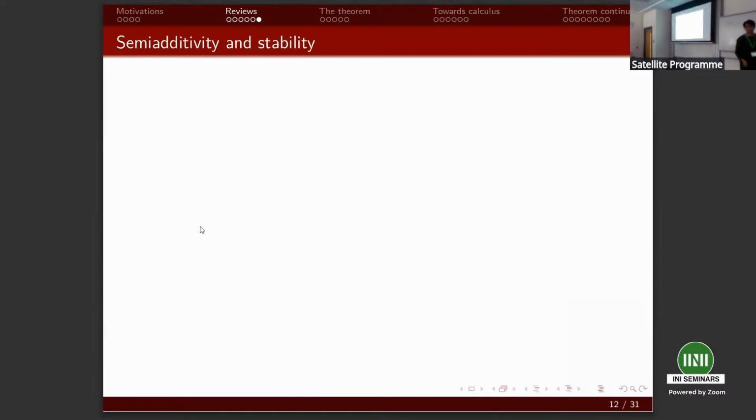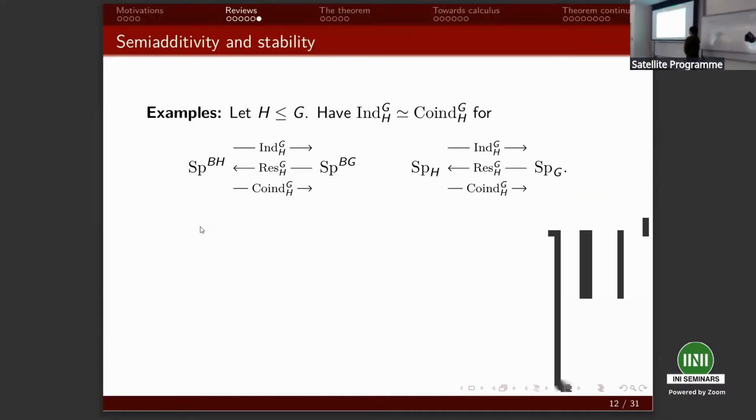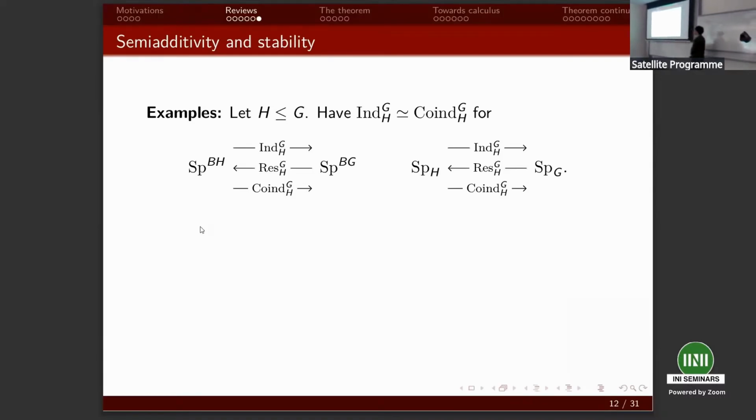Just to fix your intuition, let's look at some examples and a non-example. Consider a subgroup H inside G. Here are two examples of equivariantly stable categories. You can look at Borel equivariant spectra, you can look at genuine equivariant spectra. These things are certainly fiber-wise stable because all of these are stable, but they are also equivariantly stable because in equals co-in. In the first one, it's easy to show because spectra is semi-additive.